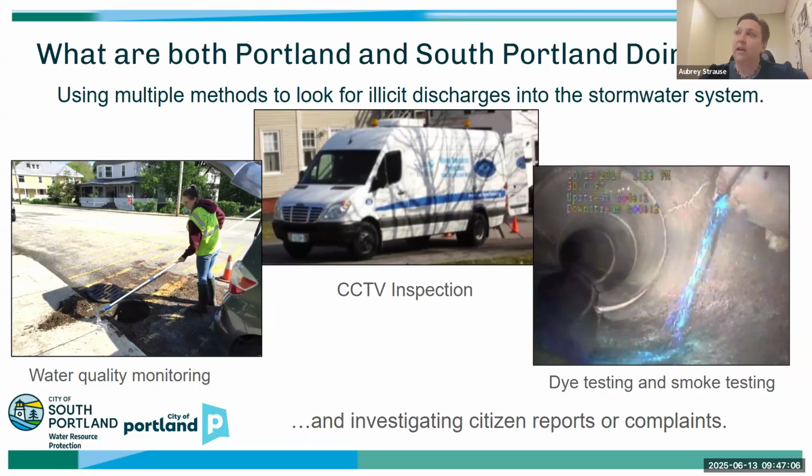Both of us have elaborate camera systems in trucks where we're sending cameras down the pipes constantly. And then we use technologies like dye testing and smoke testing to figure out places where we may have sanitary systems connected into the stormwater systems. The last thing both of us do is investigate citizen reports or complaints, and we'll talk about that.